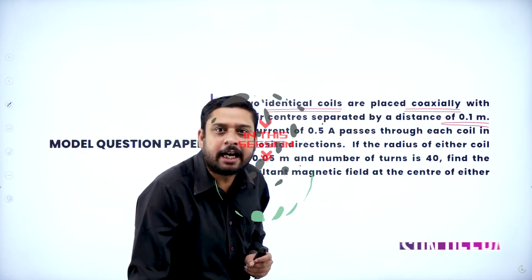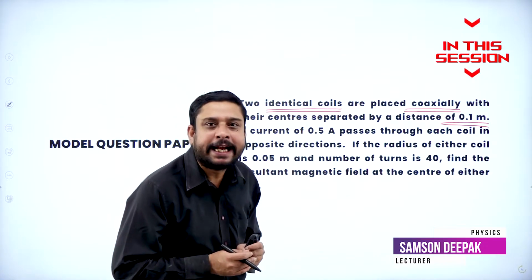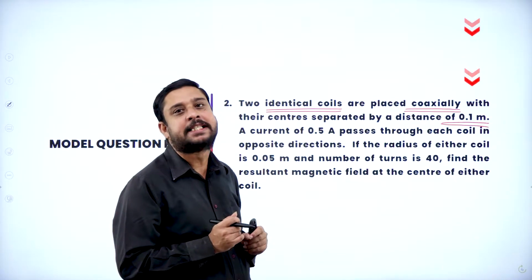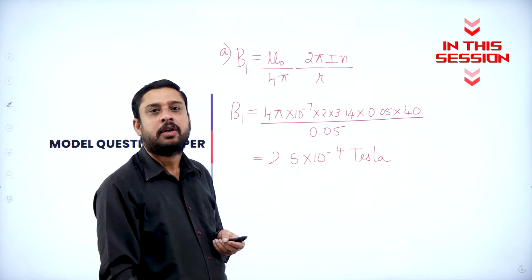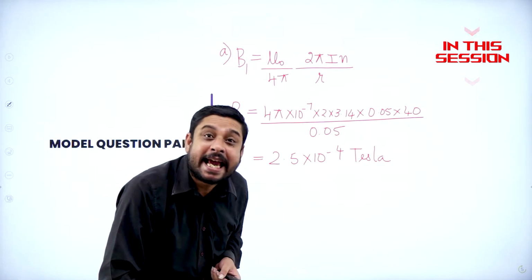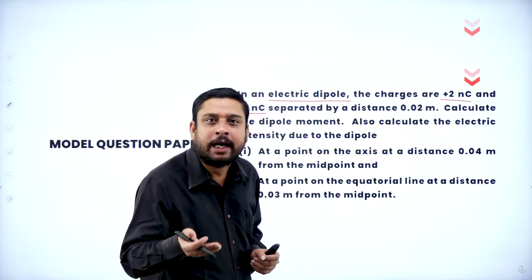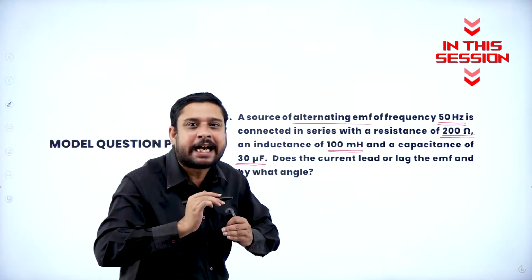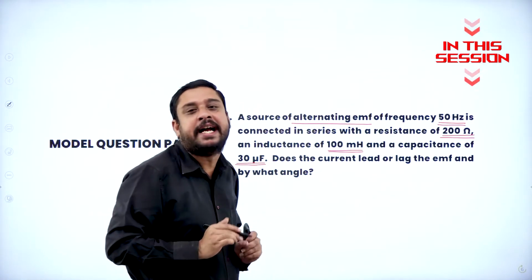So the center of two coils are separated by a distance of 0.1 meter. At the center of one coil, due to the current flowing through the same coil, dipole andrenu, two equal and opposite charges. Is current going over the EMF or lagging behind it?